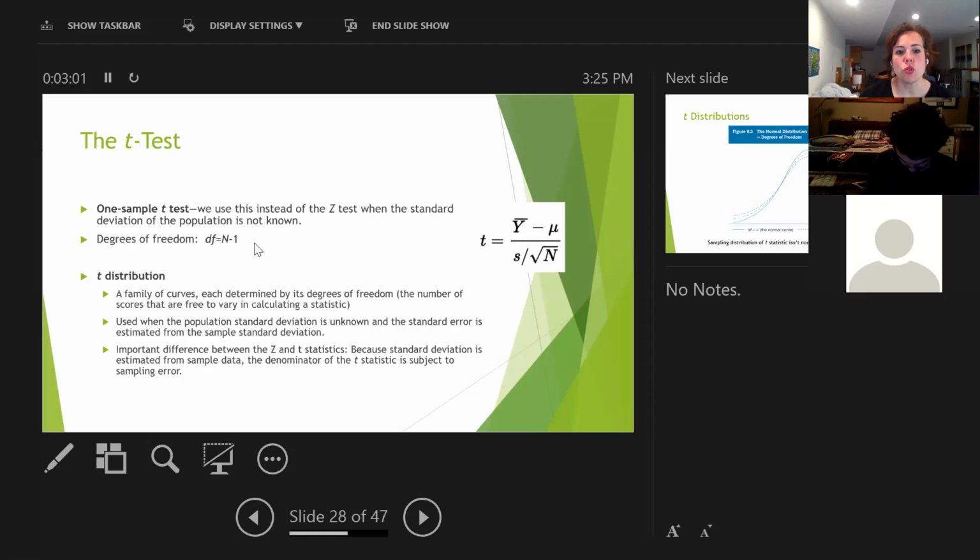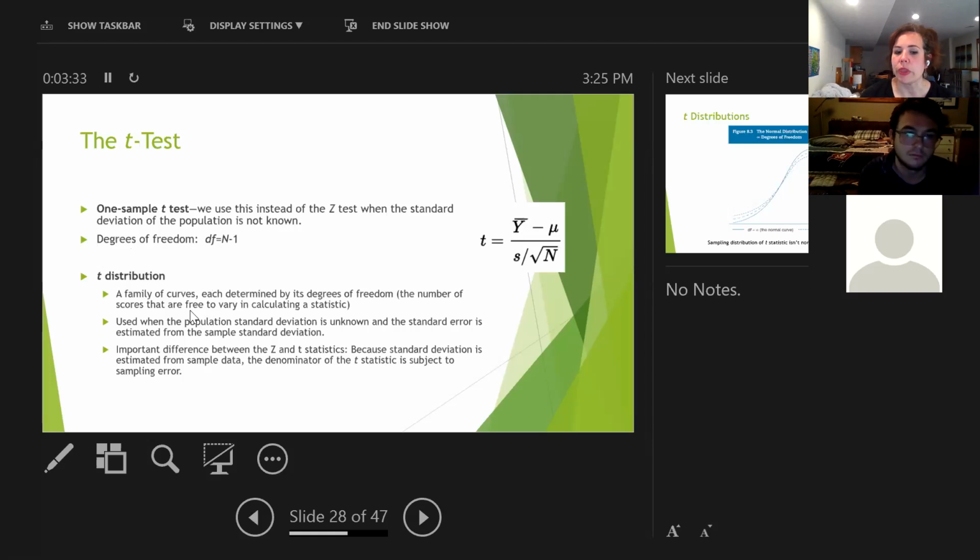Now, this is a new idea here, the degrees of freedom. It is notated by df, it's usually italicized, and that is your sample size minus 1. We'll talk about degrees of freedom in just a minute. It allows us to account for some level of error in our approximation of the standard deviation. So a t-distribution is a family of curves, each determined by its degrees of freedom, the number of scores that are free to vary in calculating the statistic.